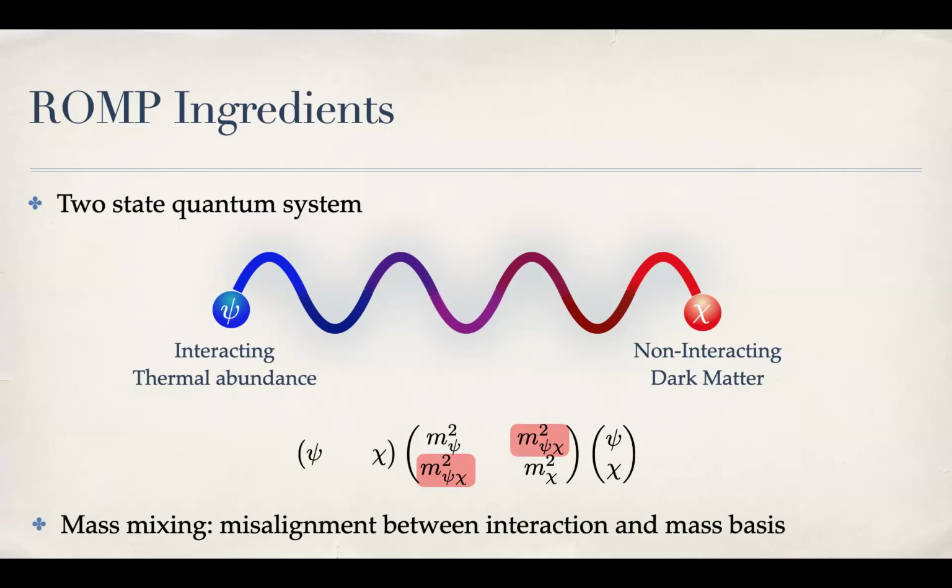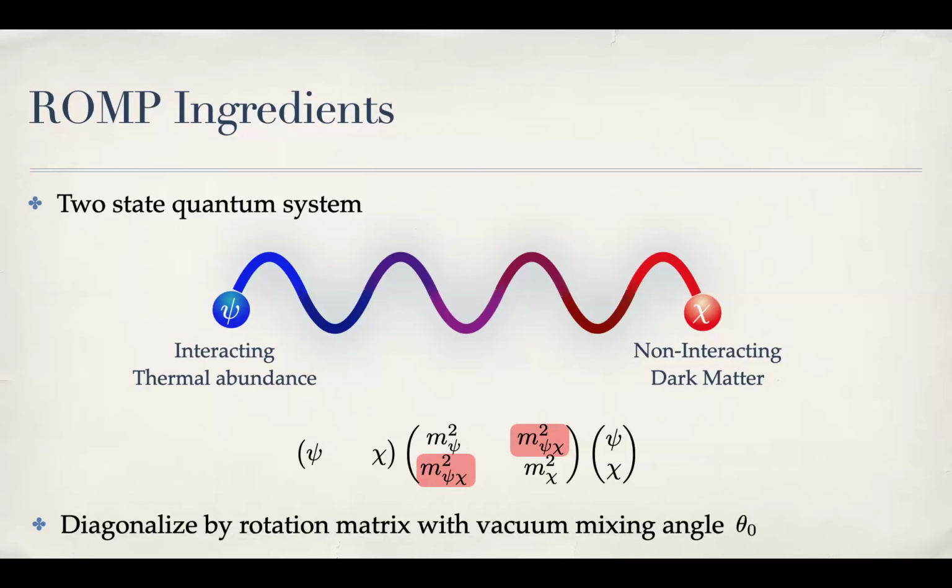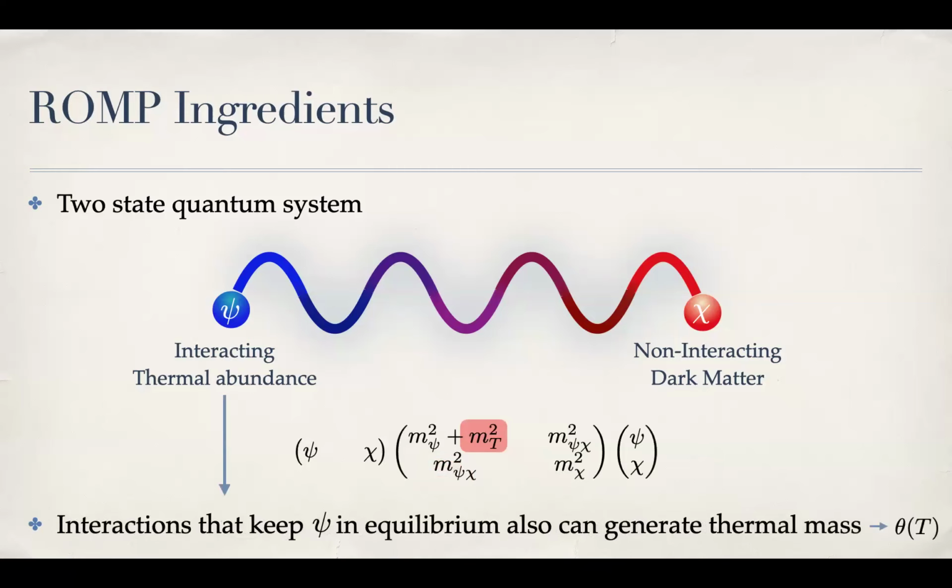So you can say, David, why don't you just diagonalize this matrix? That's what you learn in quantum mechanics, diagonalize it to go into the mass eigenstate basis. And you can diagonalize this with some rotation matrix by some angle, say theta naught. But there's two issues, I'd say, with this, which make it a little bit inconvenient. And the reasons are the following.